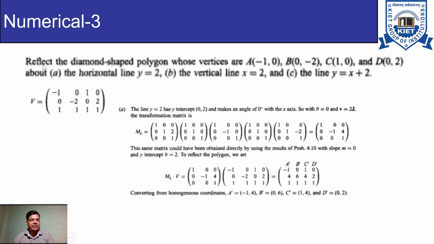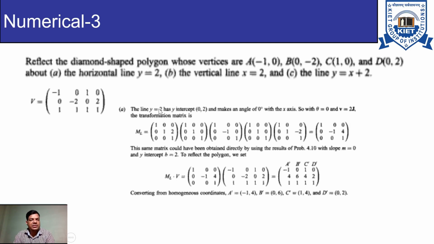So here is a numerical. We have to reflect the diamond shaped polygon whose vertices are A(-1, 0), B(0, -2), C(1, 0), and D(0, 2). Here we have three parts. First we have to reflect the diamond about the line y = 2. Then we have to reflect the diamond about the vertical line x = 2, and then we have to reflect the diamond about the line y = x + 2. So here we can directly apply the matrices.